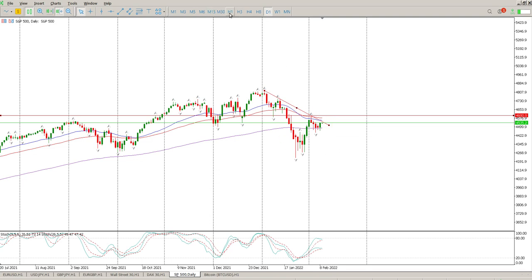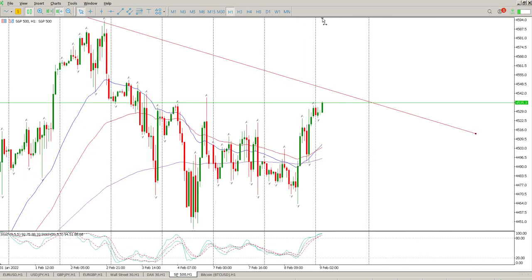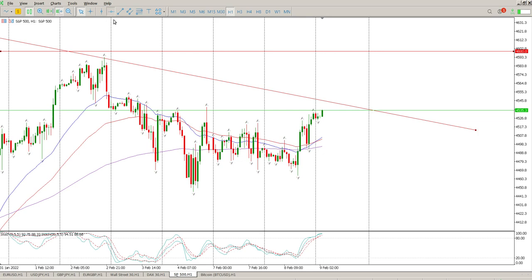If you come back down to the areas that we're trading, we're looking for an early signal, and that early signal is around 4,500.